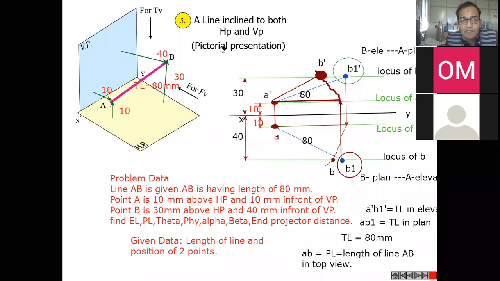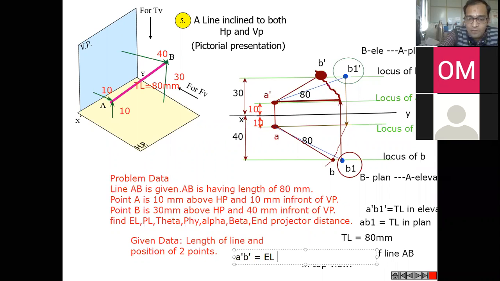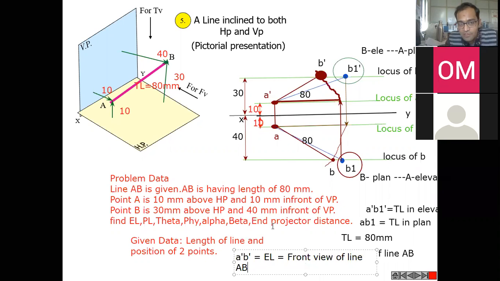Now which parameters do we need to measure here? Look, we join a dash b dash. What is going to be a dash b dash? A dash b dash is going to be the elevation length. What is going to be AB? AB is going to be called the plan length. We have already mentioned it at the bottom. A dash b dash is going to be called the elevation length, or you can also call it the front view of line width. So this is going to be the problem configuration, problem solution.